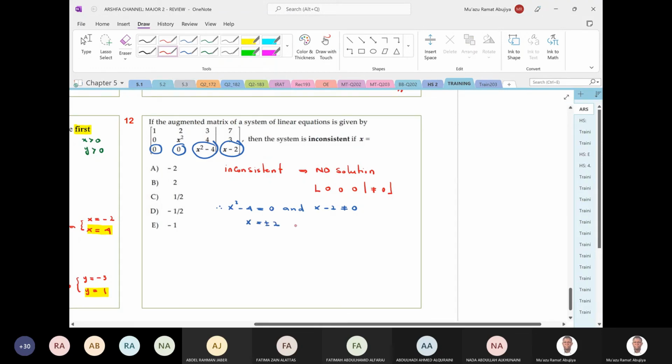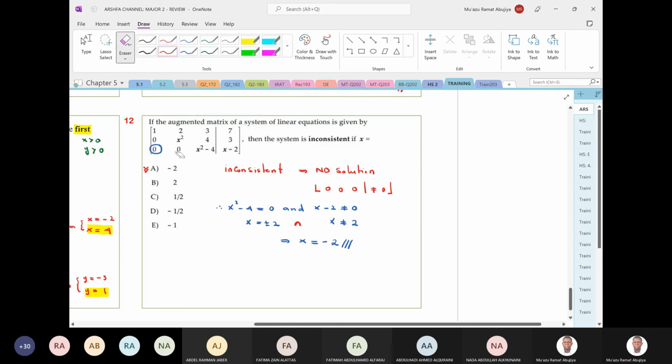Now we can write this in set form as an intersection. Here we have x cannot equal 2, and x is equal to plus or minus 2. What does it mean? When you take the intersection, it means x will be equal to negative 2. So x is equal to negative 2, which is our answer in this case.